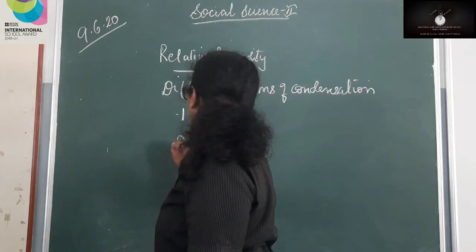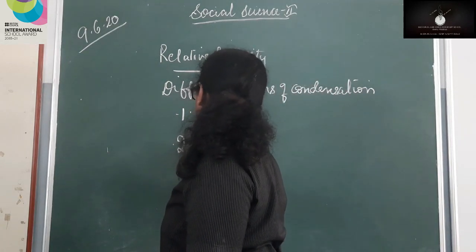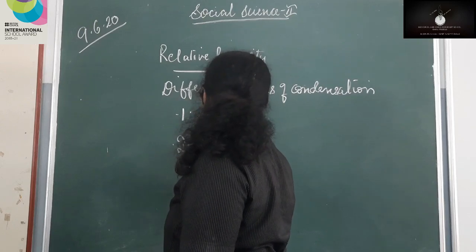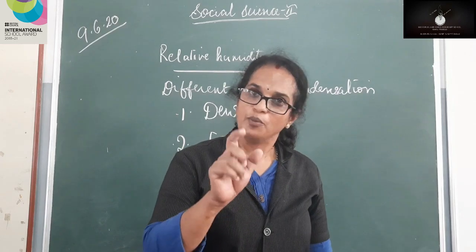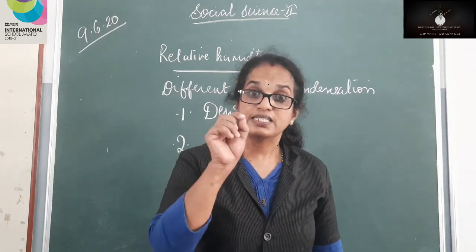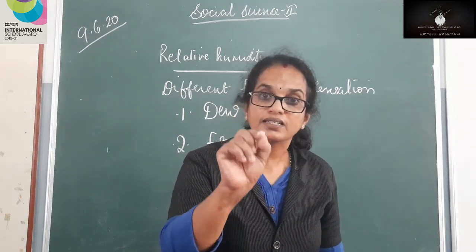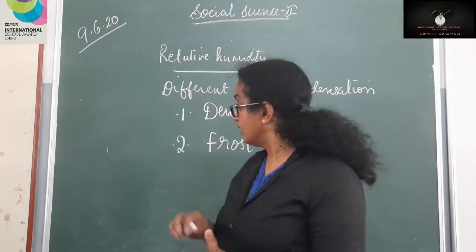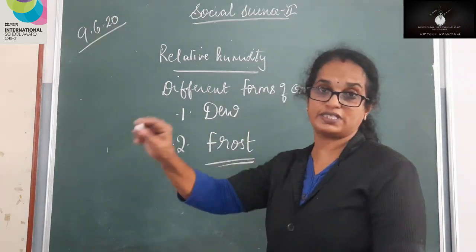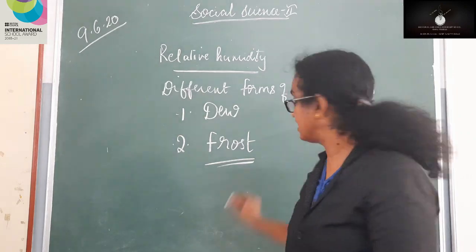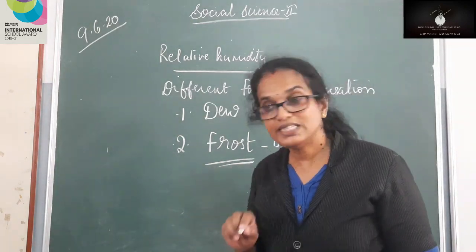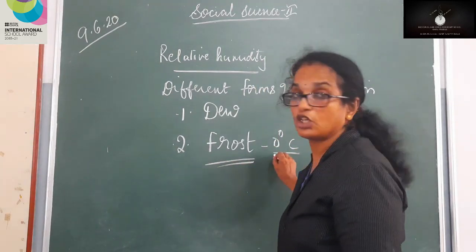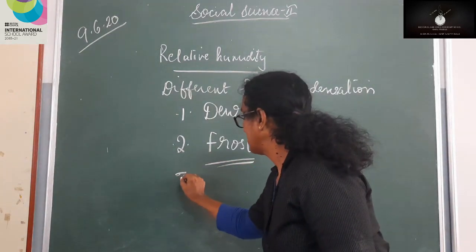The second form of condensation is frost. When the night temperature falls below 0 degrees Celsius, tiny ice crystals are formed. This is called as frost.